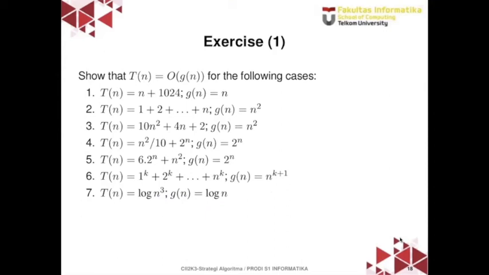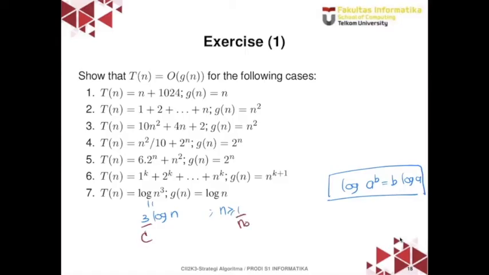The next one, we know that log a to the b is equal to b log a, right? So here, this is equal to 3 log n, but because we don't have log 0, we can say that n is at least 1. And of course, we can consider this as c and this as n0, so we can say that Tn is in big O log n.